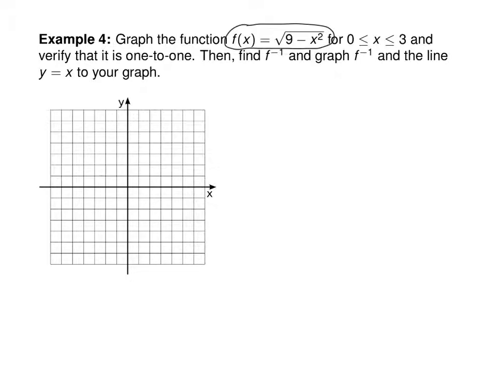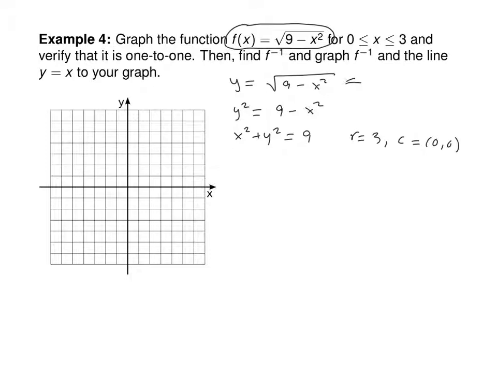Let me write it in a different way. Let's write it as y equals the square root of 9 minus x squared. If I square both sides, I get y squared equals 9 minus x squared, right? Does that make sense? Which is the same thing as x squared plus y squared equals 9. Recognize it now? It's a circle of radius 3 centered at (0, 0). Now, the fact that you had a positive square root means it was the top half of a circle, right?